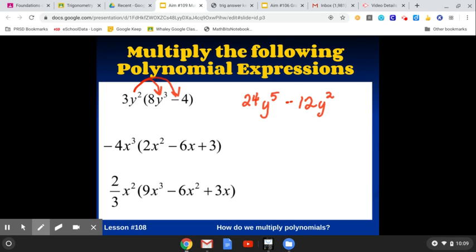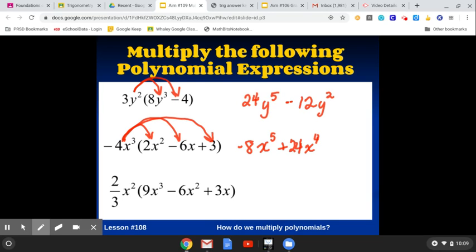All right, next one. Negative 4 times 2 is negative 8. X to the third times x squared is x to the fifth again. Now I get to distribute to the negative 6. So negative 4 times negative 6 is positive 24. Now this is x to the third and x to the first. So that's going to give me x to the fourth. And then one more distributing.